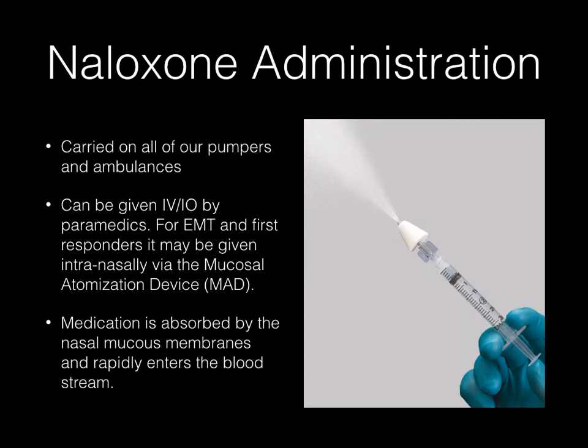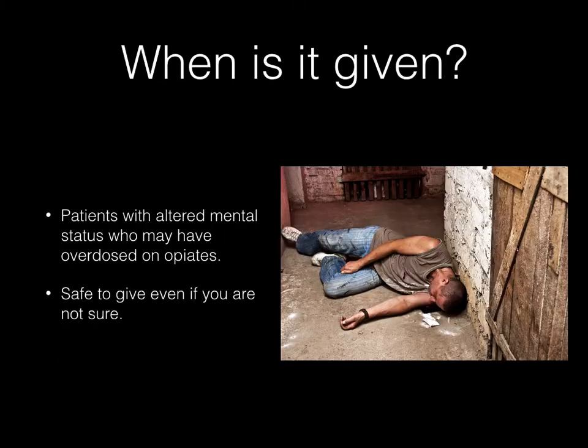All right, so how do we administer Narcan or naloxone? We carry Narcan on all of our pumpers and ambulances. Paramedics can give this drug IV or IO, but for EMTs and first responders, it must be given intranasally using the mucosal atomization device. When you use the MAD device, the medicine is sprayed into the patient's nose and it is absorbed quickly across the nasal mucous membranes and rapidly enters the bloodstream.